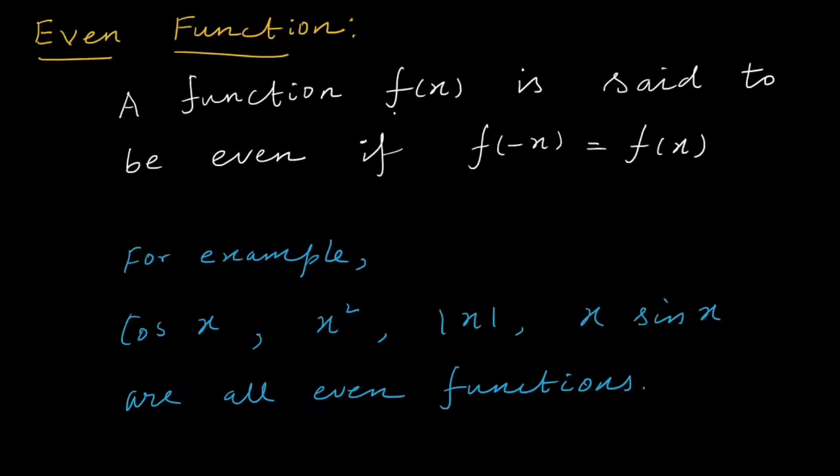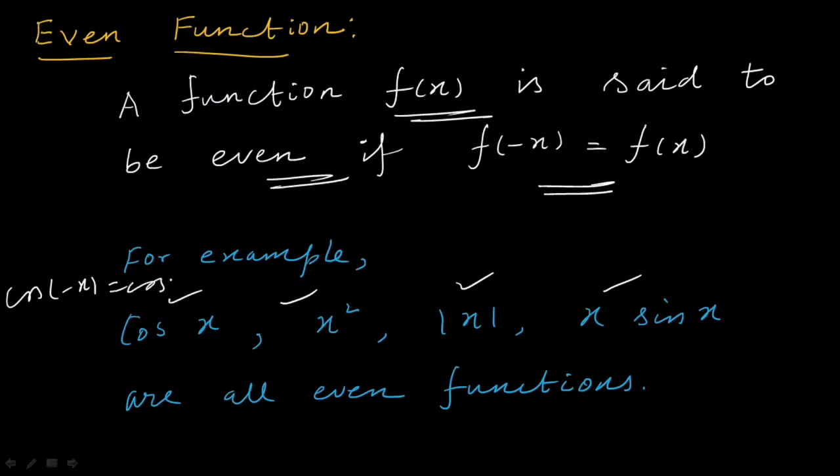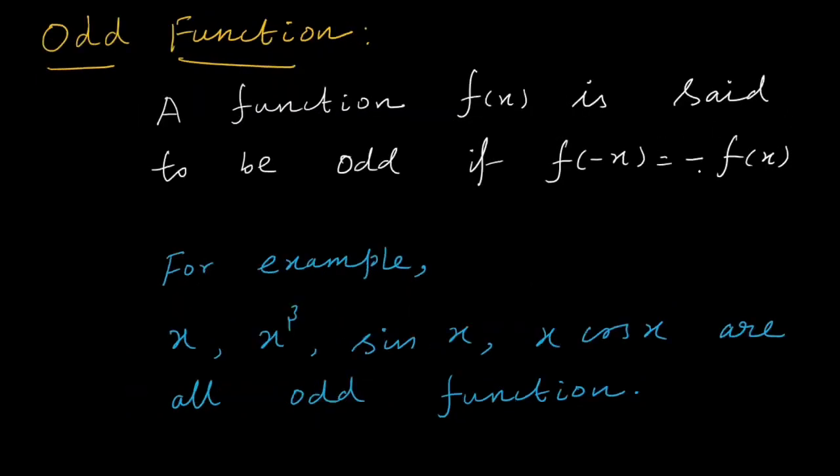Any function f of x is said to be an even function if f of minus x is equal to f of x. For example, cos x, x square, absolute x, x sin x are all even functions. If you replace x by minus x, what happens? Cos of minus x is nothing but cos x itself, because cos of minus theta is cos theta. So when you replace x by minus x in a given function and you get the same function, that is an even function. Any function f of x is said to be an odd function if f of minus x gives you minus of f of x.